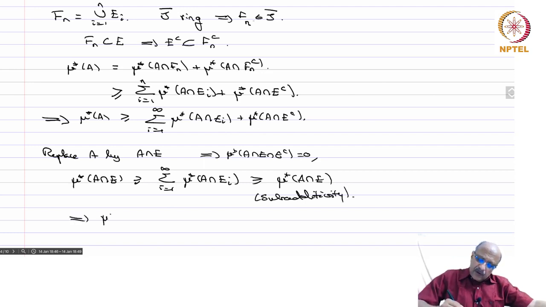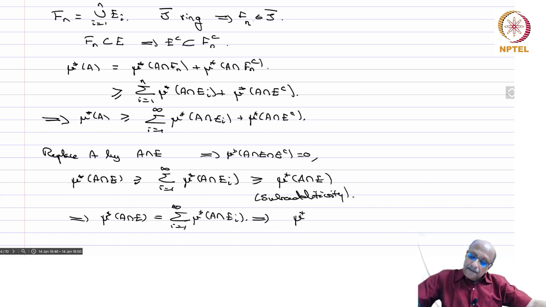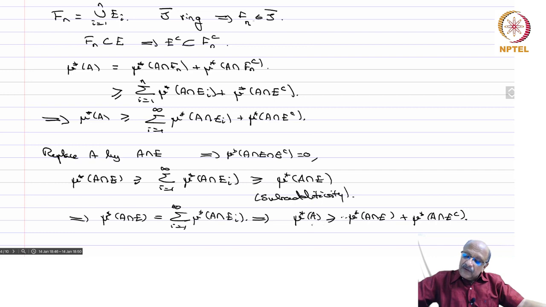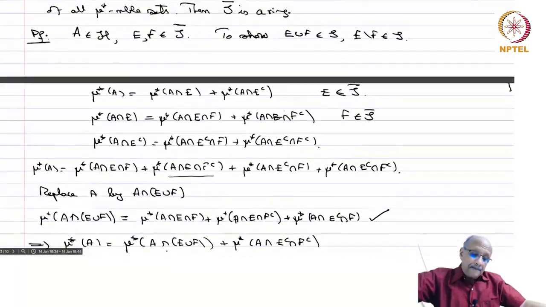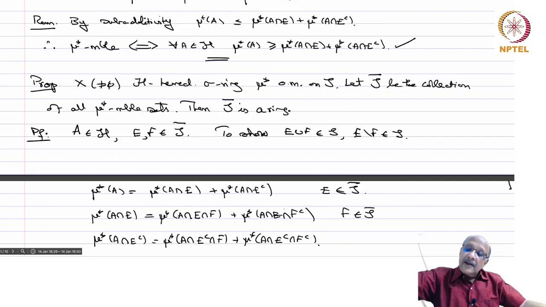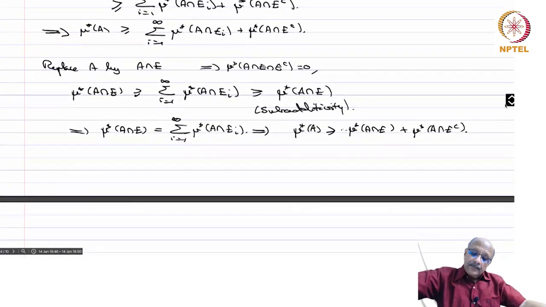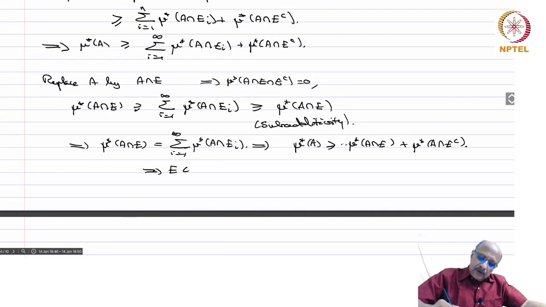So this implies that mu star of A intersection E equals the sum over i equals 1 to infinity of mu star of A intersection E_i, and this implies that mu star of A is greater than or equal to mu star of A intersection E plus mu star of A intersection E complement, because that infinite sum is equal to that. And I already made this remark long ago that it is enough to prove the greater than or equal to inequality here, and therefore this implies that E belongs to S bar.